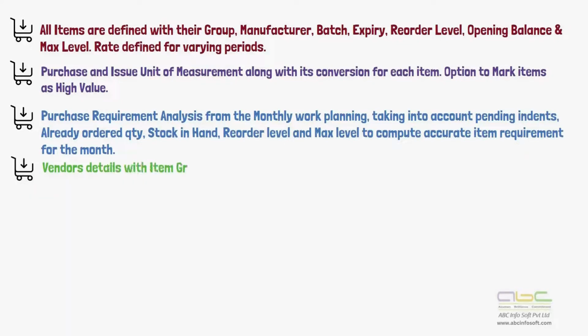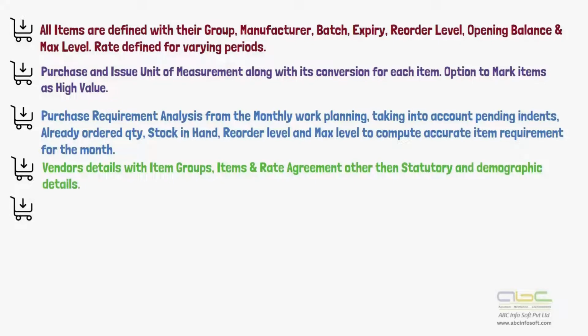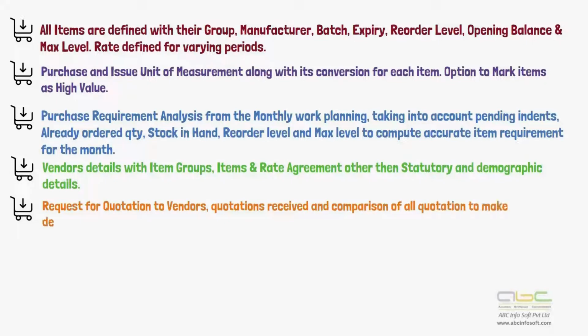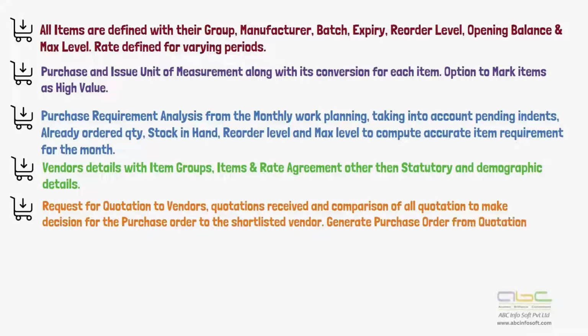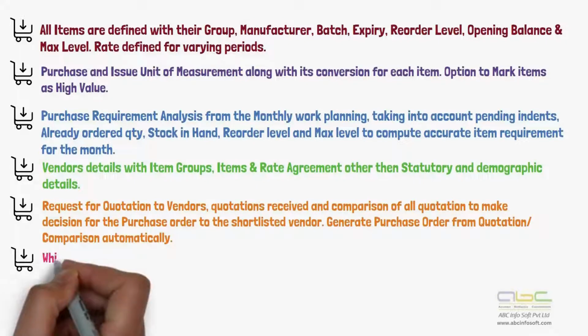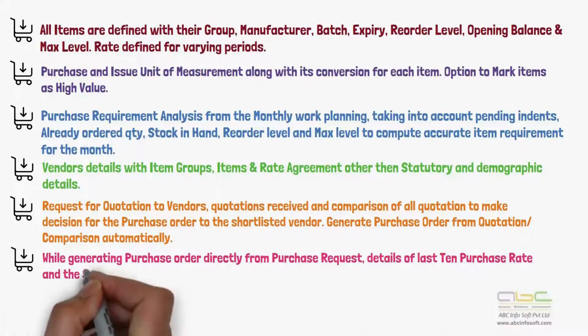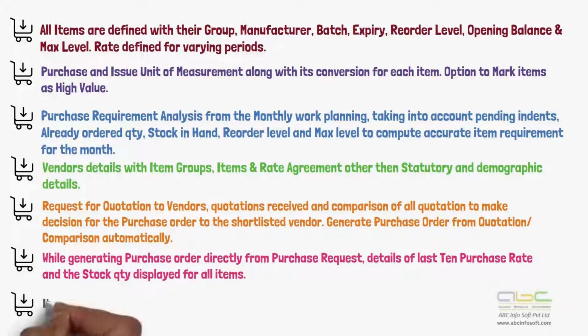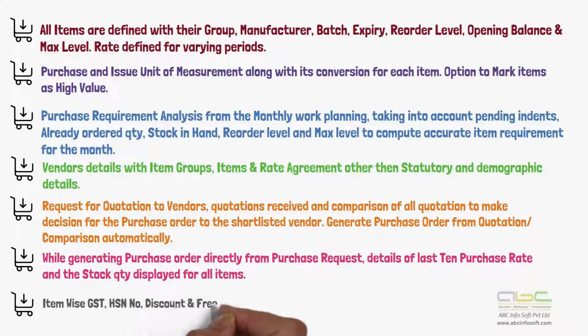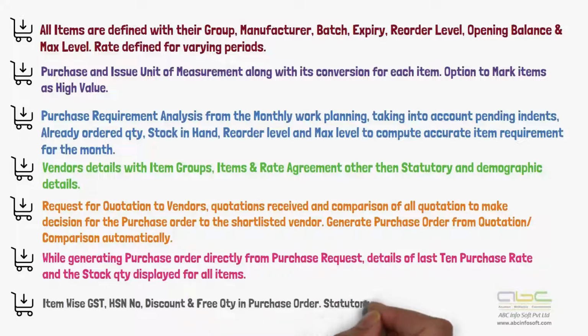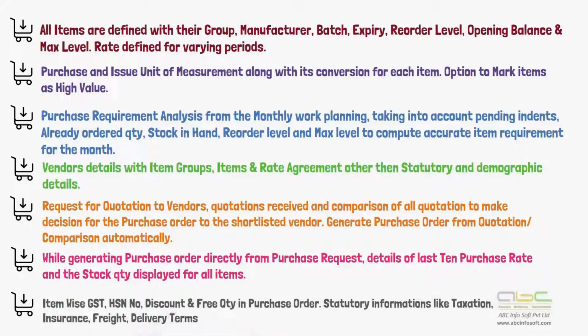Vendor's details with item groups, items and rate agreement other than statutory and demographic details. Request for quotation to vendors, quotations received and comparison of all quotations to make decision for the purchase order to the shortlisted vendor. Generate purchase order from quotation comparison automatically. While generating purchase order directly from purchase request, details of last 10 purchase rates and the stock quantity displayed for all items. Item-wise GST, HSN number, discount and free quantity in purchase order. Statutory information like taxation, insurance, freight, delivery terms, and payment terms.